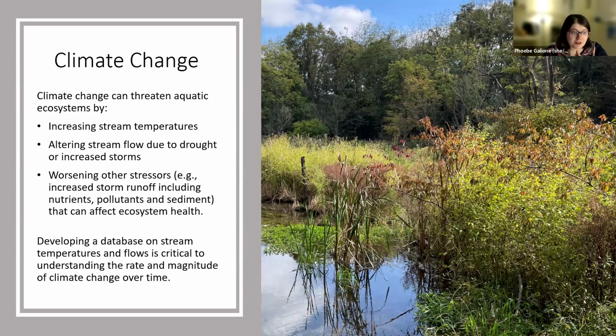It'll alter stream flow due to drought and increased storms. And I am not saying that the storms we've been getting these past few days have been because of climate change, but we can expect a lot more rain like that and droughts in the future. I know it's been quite soggy here in Carlisle. And then it'll worsen other stressors, increase storm runoff, which increases nutrients, pollutants, sediment, all of the things that our Chesapeake Bay is trying to reduce. So not good, which of course then can affect ecosystem health.